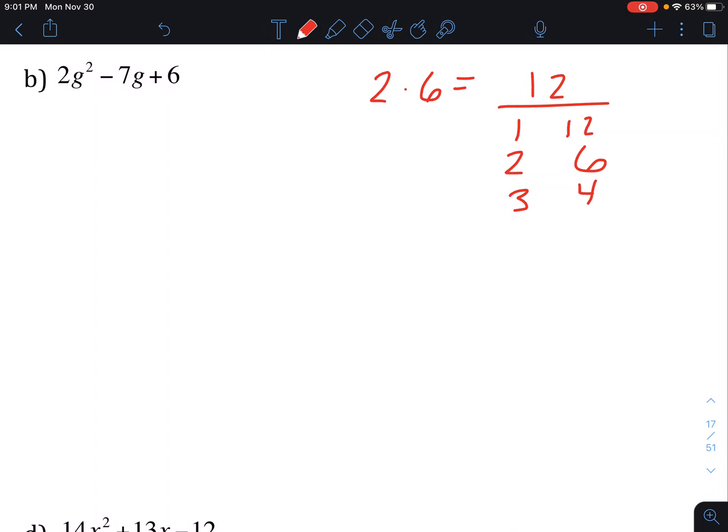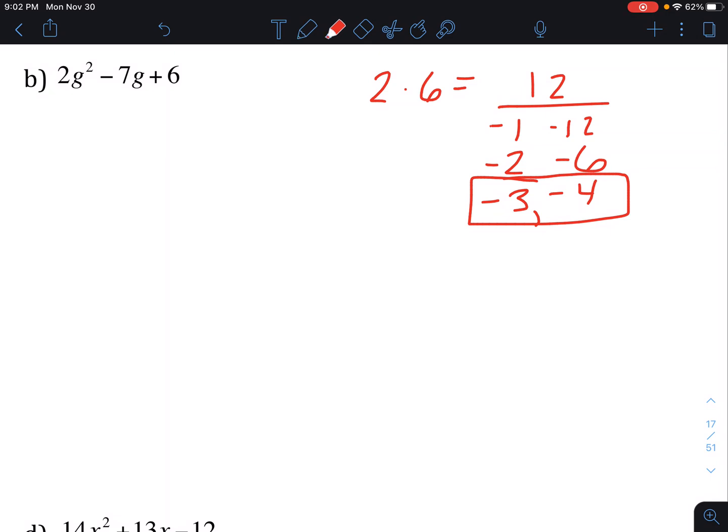Now, my sign rules here, remember that when the C term is a plus, but the B term is a minus, that means your signs would be minus minus. So we need a pair here that adds up to -7. It would be right here. Notice these two numbers multiply to get 12, and they add up to get -7.